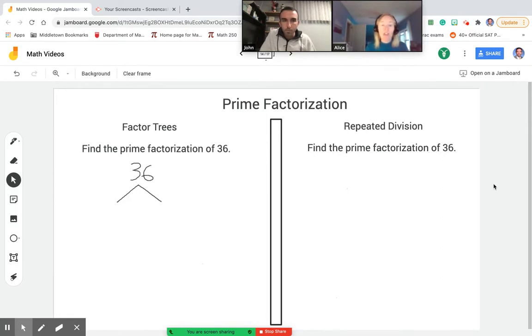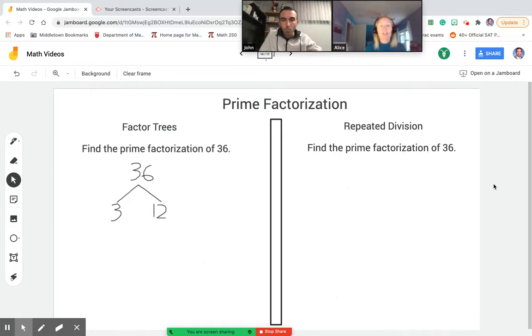And the way you can check that is if you add up the digits of the number, 3 plus 6, that equals 9. 9 is divisible by 3. So I know I can put a 3 here, and it's going to go in cleanly. So 3 times 12 is 36. Okay, great. Now, 3 is a prime number.